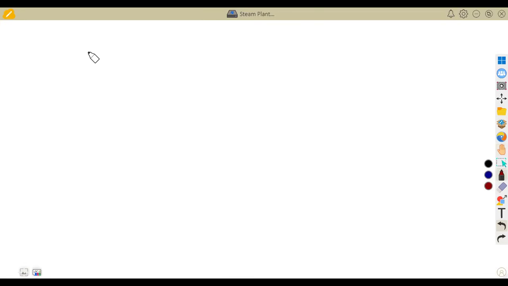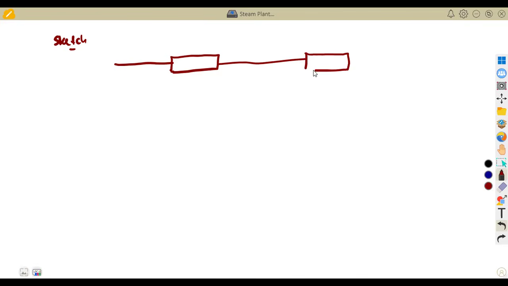Like I said, it is best that you have a sketch of how it looks. In terms of the flow diagram, we're just going to have the boiler, which is our evaporator, to the superheater. These are the only two things that we are having, an evaporator and a superheater. So it's very, very important you understand this.